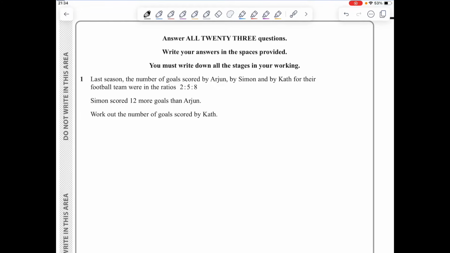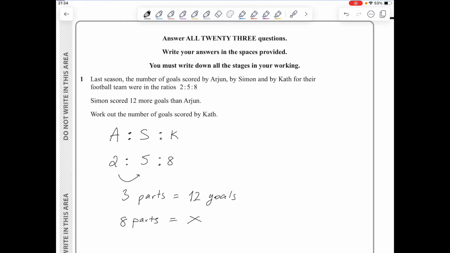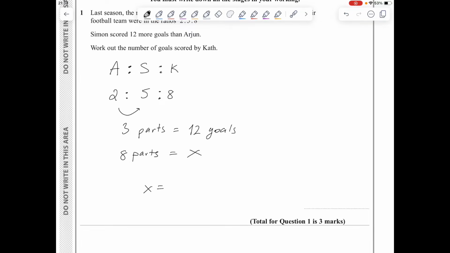In question 1, we have that the ratio of A to S to K is equal to 5 to 8, and the difference between 2 and 5 is equal to 3, and this is 3 parts of the ratio, which corresponds to 12 goals. Now 8 parts, which is K, corresponds to X goals. So X is equal to 8 times 12 over 3. Do this calculation, you'll come out with 32 goals.